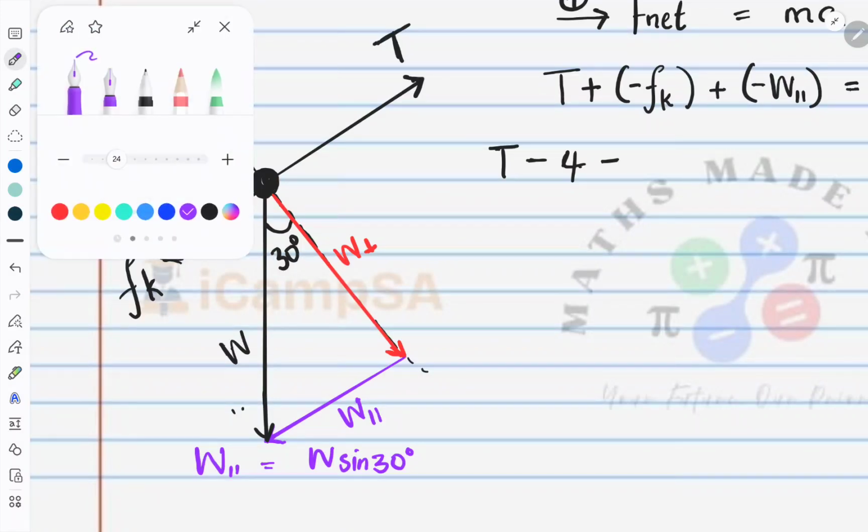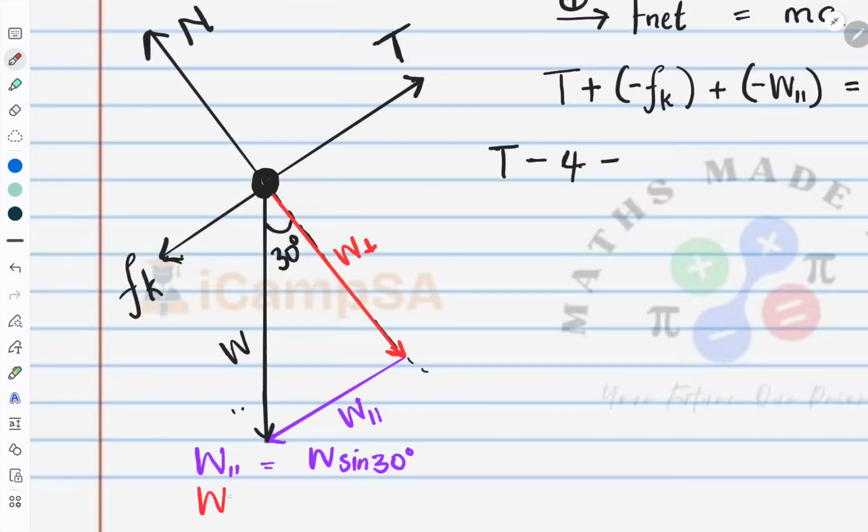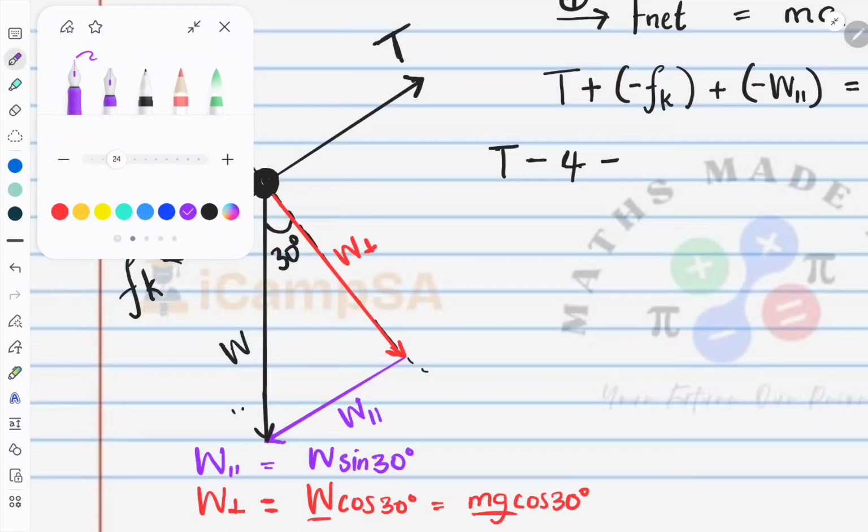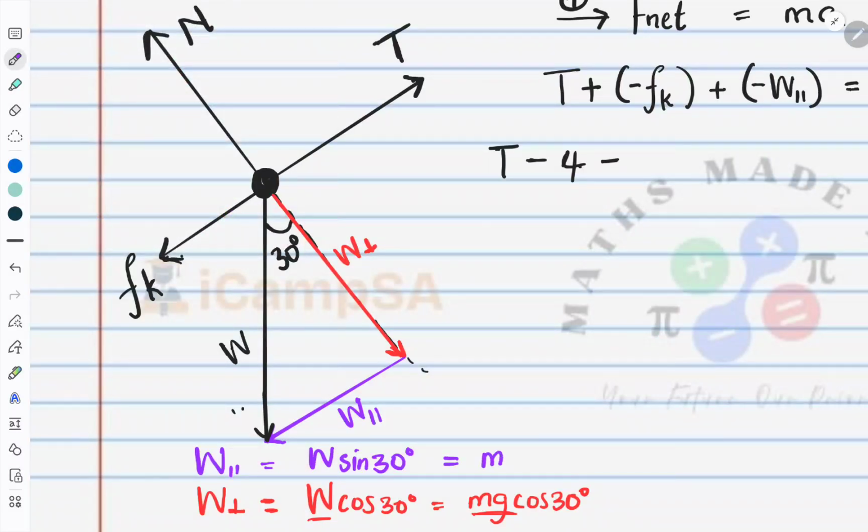While the other one, the perpendicular one, because it's adjacent to the angle, will be weight cos 30 degrees. And remember, this is the same as just saying mg cos 30 degrees. Why? Because weight is equal to mg. So we just substituted weight with mg, okay? And then the same thing applies to the top guy. You'll have mg sine 30 degrees.